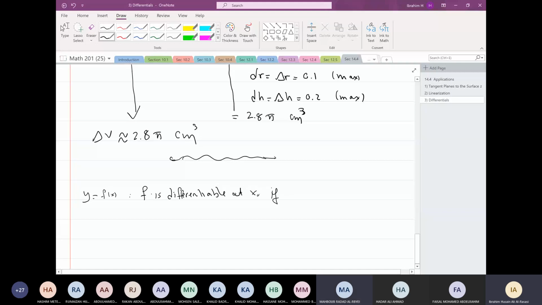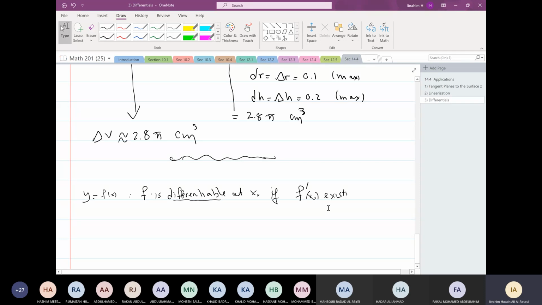I will give it in a simpler form. For continuity, in Math 101 you have a theorem: if a function is differentiable at x0, then it is continuous at x0. So it is a theorem, not a definition. The definition is very simple. Just a simple way to remember it: f is differentiable at x0 if f prime at x0 exists.